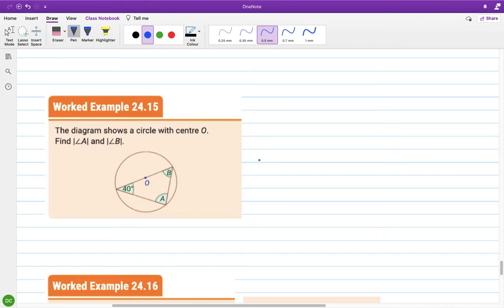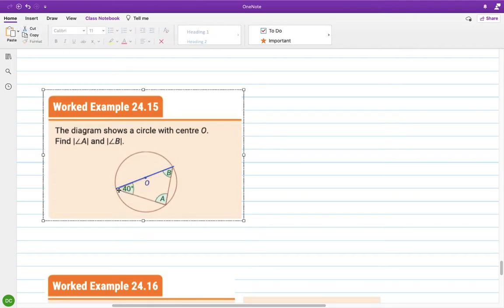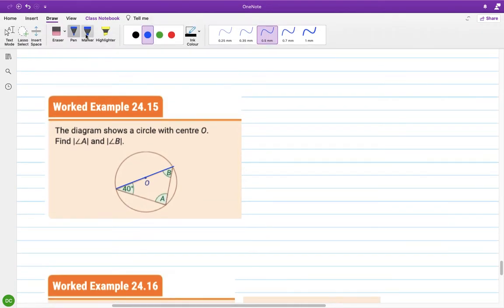So I have a couple of questions snipped out of the book here, so we'll have a look at this. The diagram shows a circle with centre O, and we need to find angle A and angle B. So the centre is O, which means this line here goes from circumference to circumference and it passes through the centre. That makes that line a diameter. And the fact that that line is a diameter means it's cutting the circle into 2 semicircles.